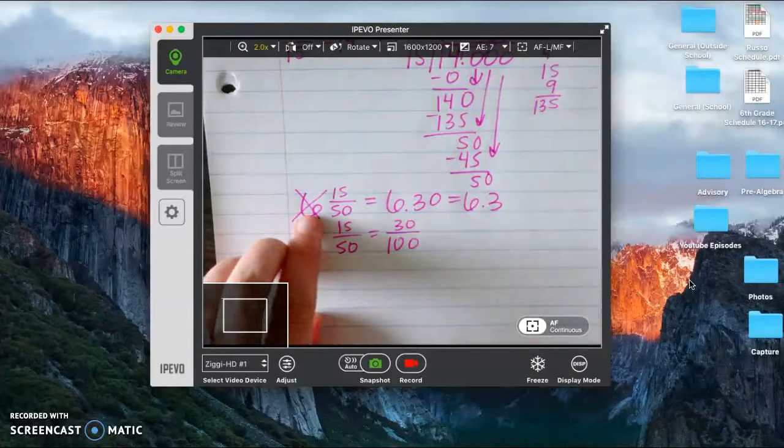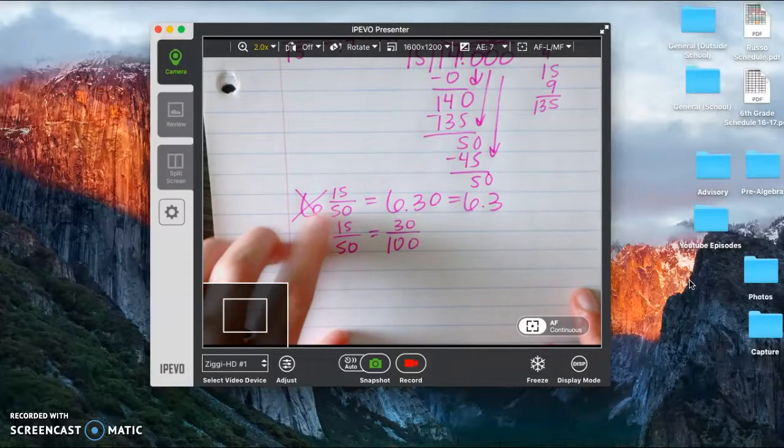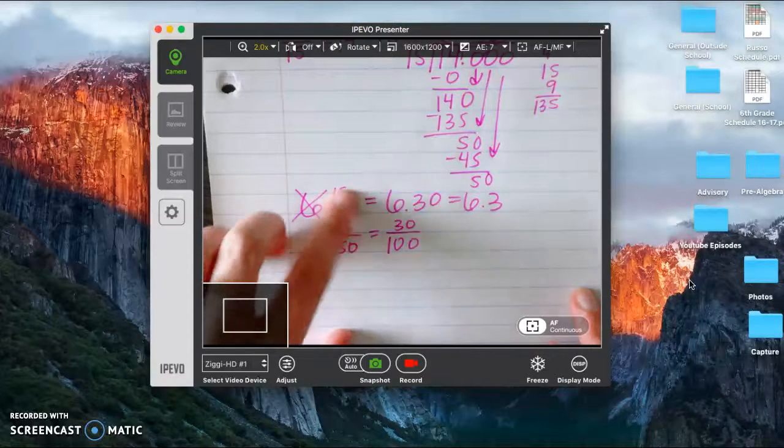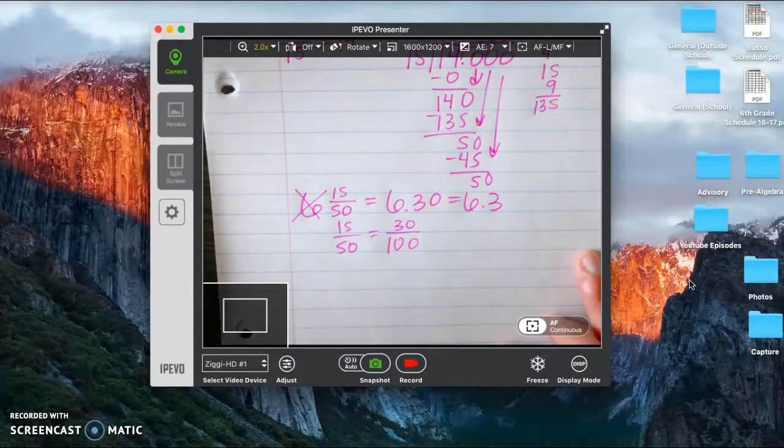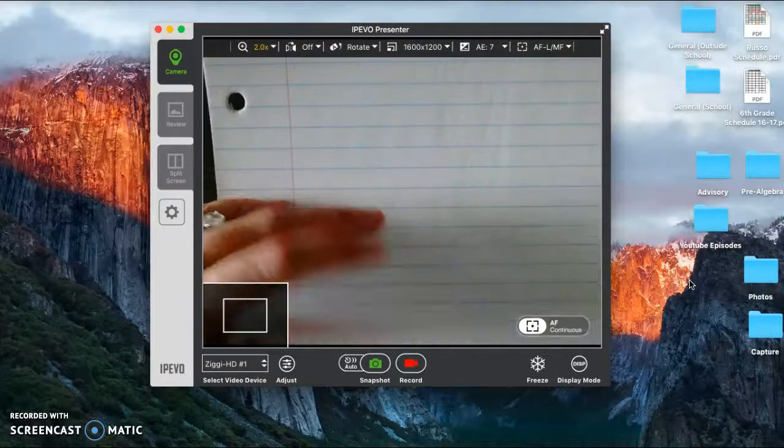So when you have a mixed number, I just write the whole number in my decimal. I ignore it, and then I think about the fractional part, what that will be as a decimal. Okay, so that's a quick overview there. Now, what if I asked you to write a decimal as a fraction?